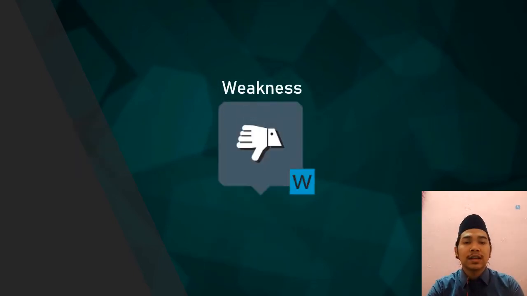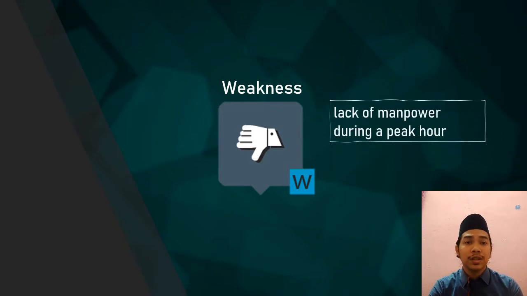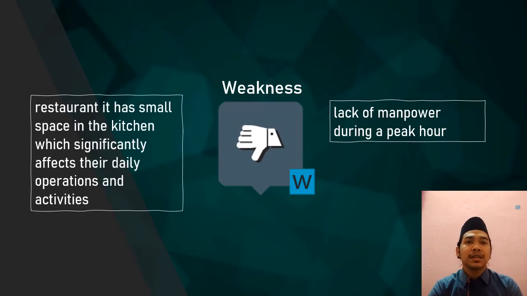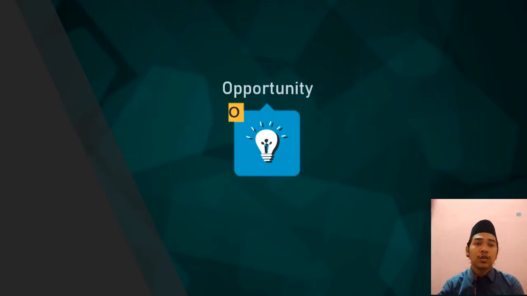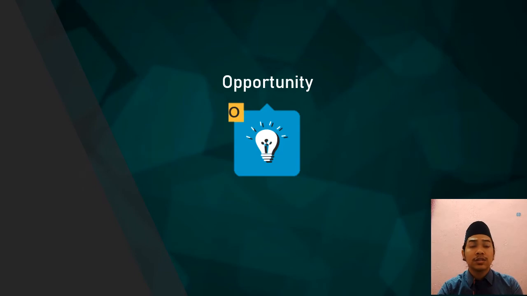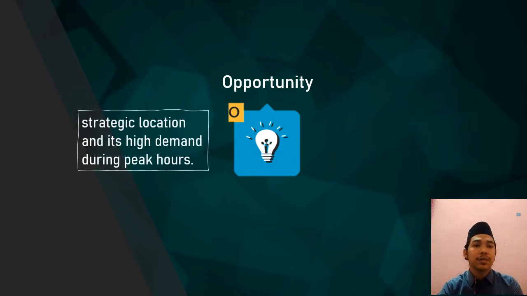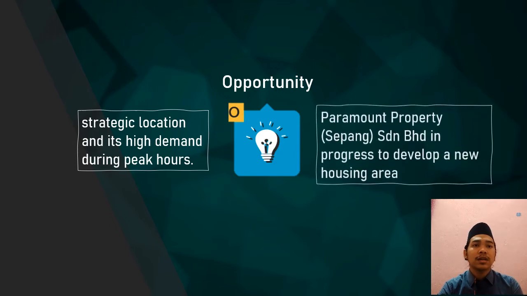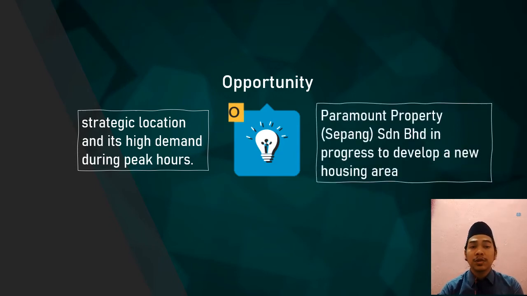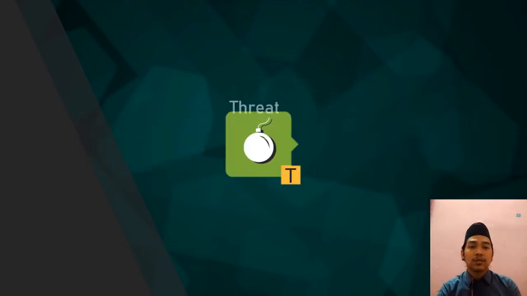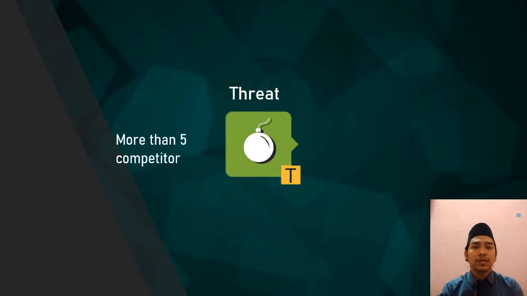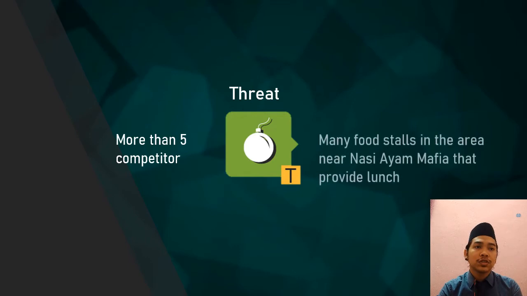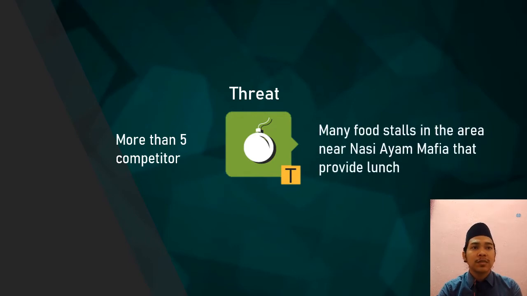For the weakness, first is lack of manpower during peak hour. Next, the restaurant has small space in the kitchen, which significantly affects the daily operation and activity. For the opportunity, first is strategic location and high demand during peak hour. Next is Paramount Property Sepang Sendirian Berhad in progress to develop a new warehousing area. For the threat, the last is that there are more than 5 competitors in the surrounding street. Next is many food stalls in the area that provide lunch like Nasi Ayam Mafia.